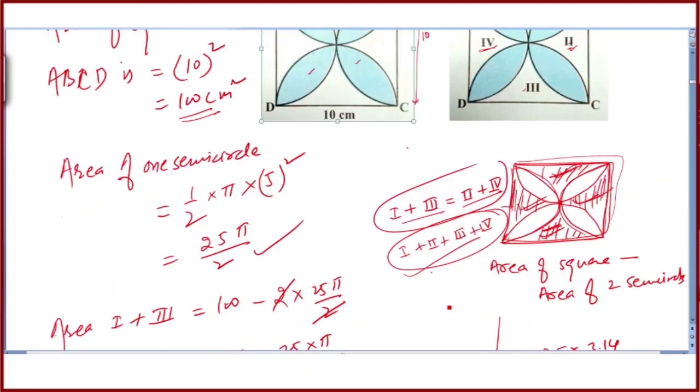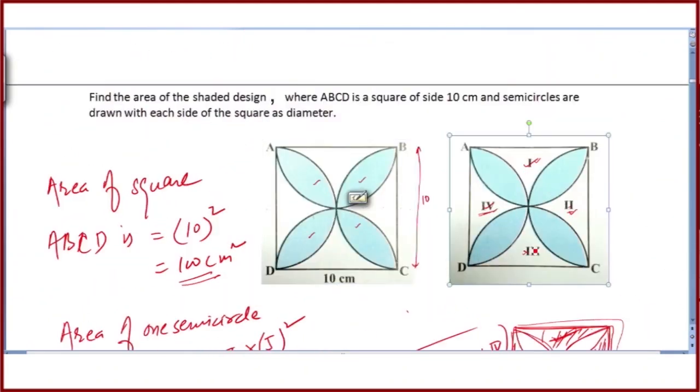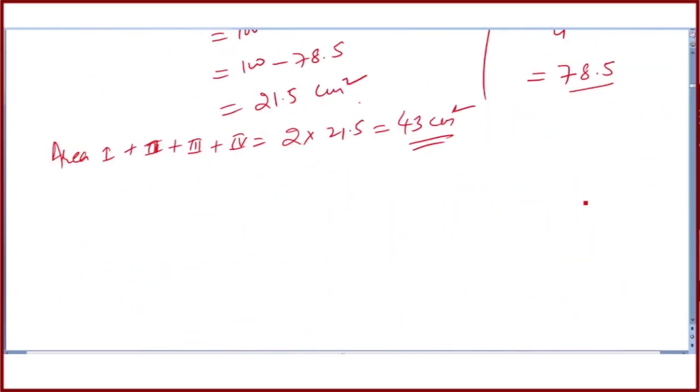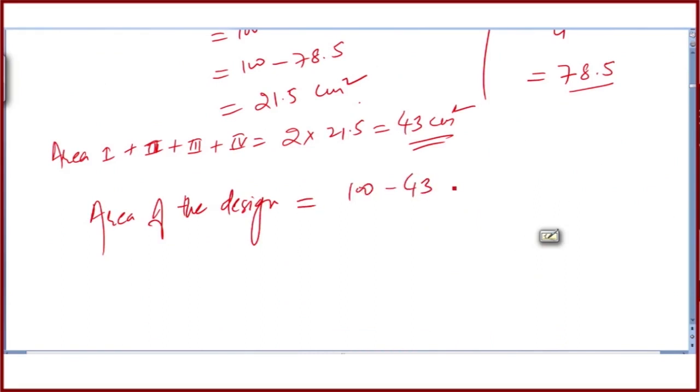Now that you have got these 4 areas, this and this, you just need to subtract this from the area of the square to get the area of design. So, area of the design is equal to 100, which is the area of square, minus 43. So, it is equal to 57 centimeter square, right.